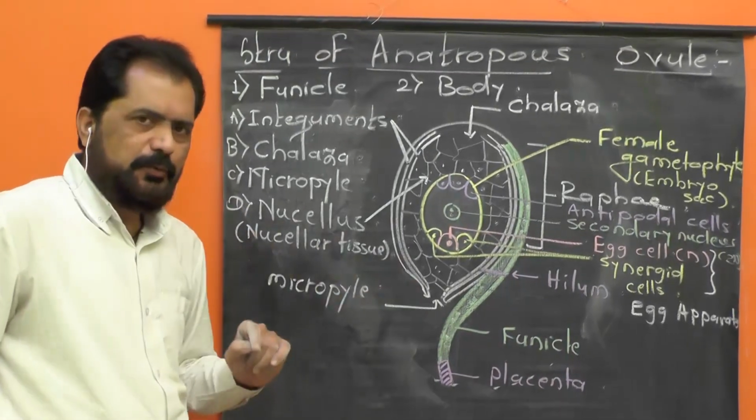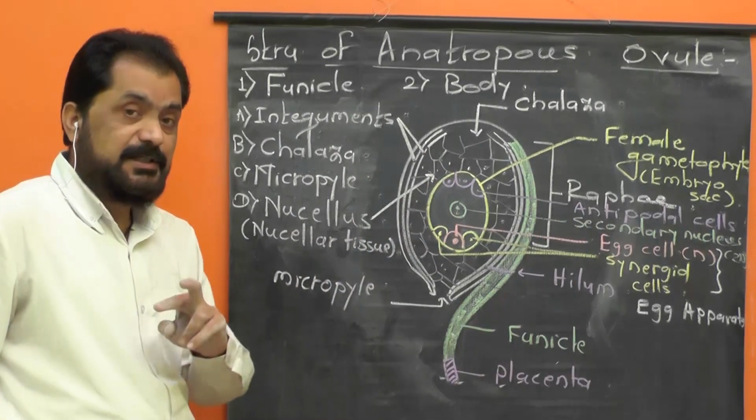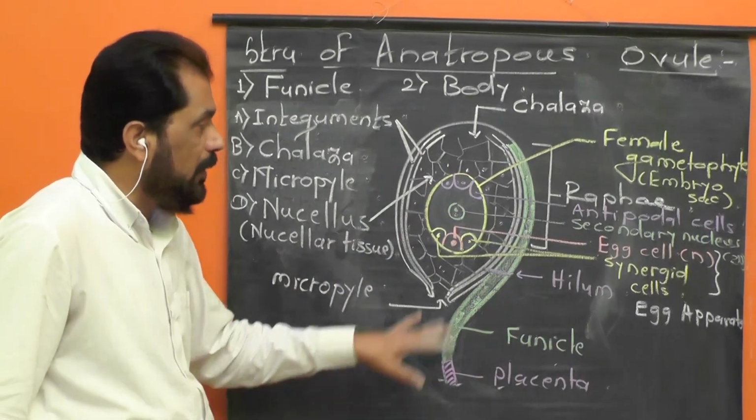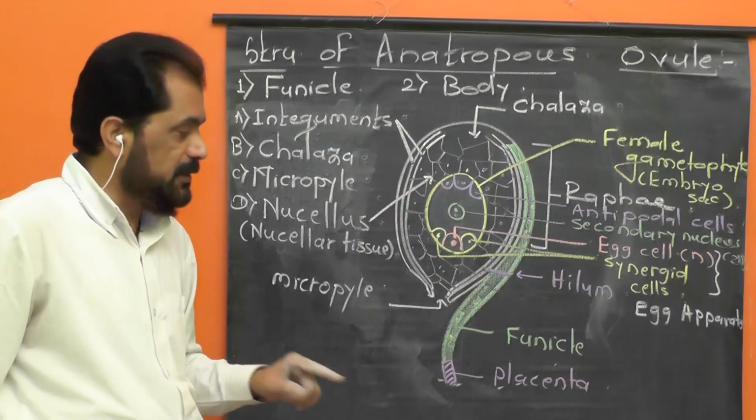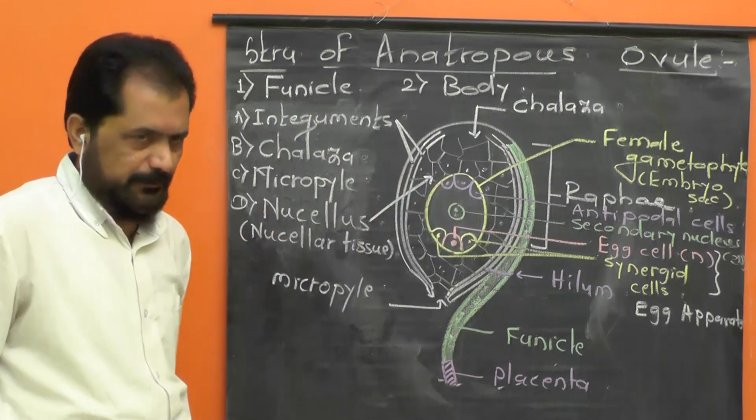What is the function of funicle? That you already know. It gives support to the body. It acts as the connecting bridge between ovary wall and body. And most important, it conducts nourishment from placenta to the body.